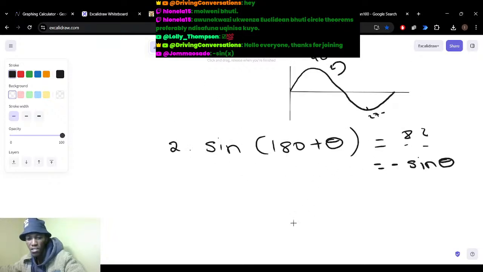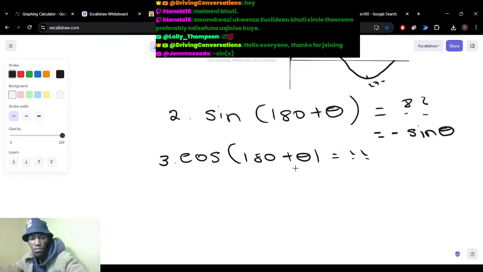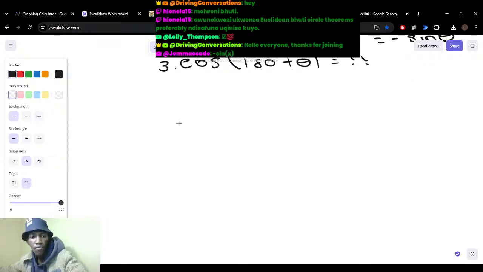Our last trig reduction for the day, I'm looking at cos. So let's do cos. Okay, I'm gonna do the same. Cos of 180 degrees plus theta. Now what does it simplify to? Let's prove it now. We're gonna prove it the same way we proved the second reduction. Now we're gonna just write our graph.